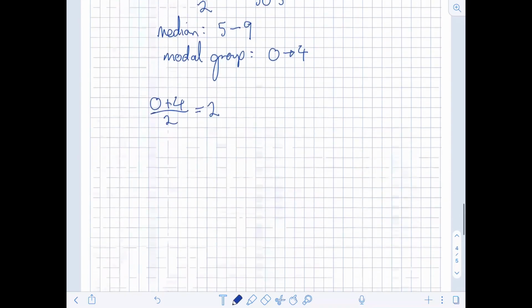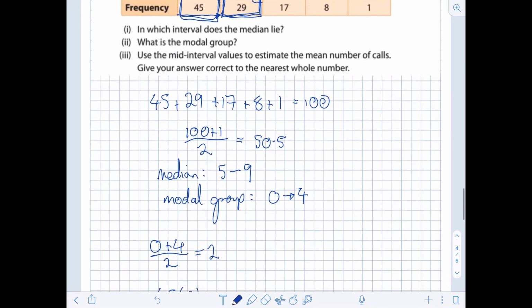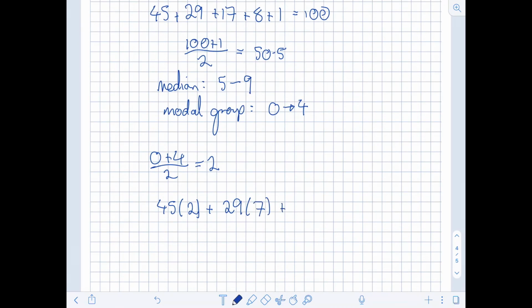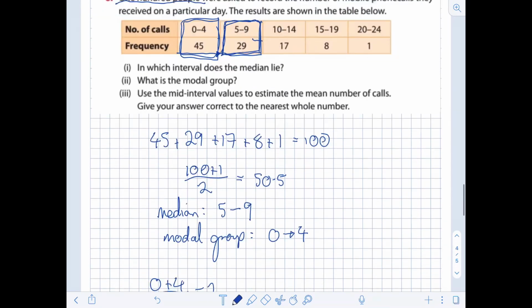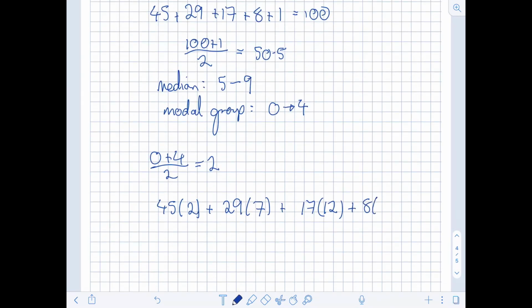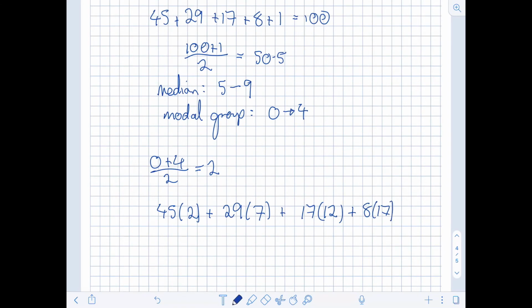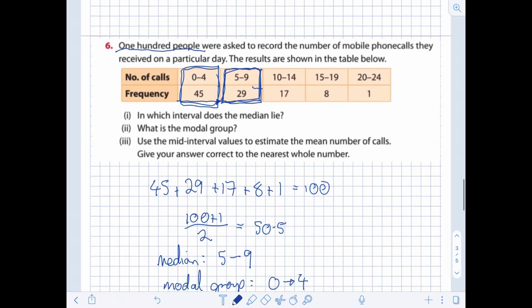So we have 45 people who effectively scored 2. We had 29 people who effectively scored 7. We had 17 people who effectively scored 12. And we had 8 people who effectively scored 17. And we had one person who effectively scored 22. Is that right? 22. Yeah, I think that's it.